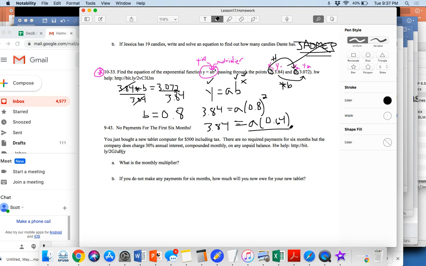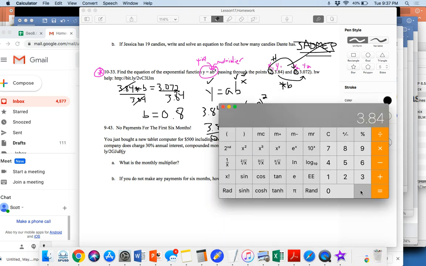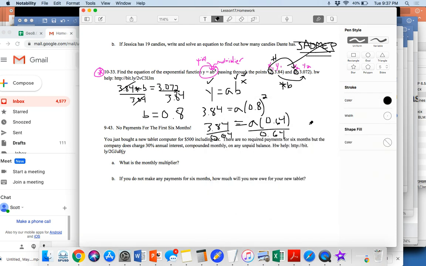And to solve for A, we just need to divide both sides by what technically would be the coefficient of A here. We could have written 0.64A, divide both sides by 0.64. And then we're going to get 3.84 divided by 0.64. And 6. Okay, so A equals 6. Are we done? We solved for something here. We solved for another thing here.